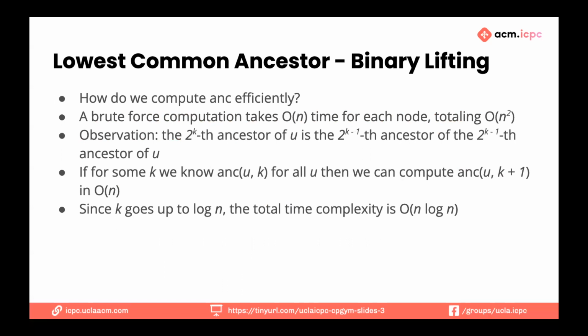But if we observe that the 2 to the kth ancestor of u is the 2 to the k minus first ancestor of the 2 to the k minus first ancestor of u. Does that make sense? Then we can just compute anc of u comma k plus 1 for all u if we have anc of u comma k for all u. And we can do that in O of n. And since k goes from 0 to log n, it's a total of n log n complexity to pre-compute.